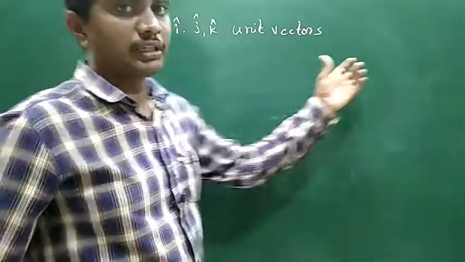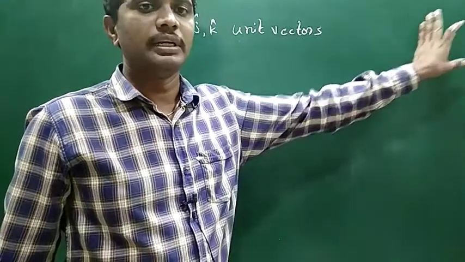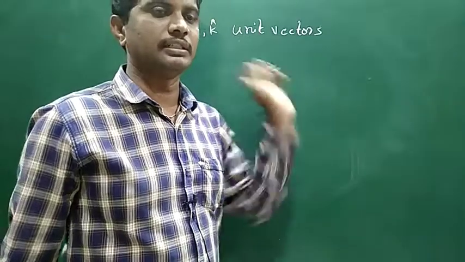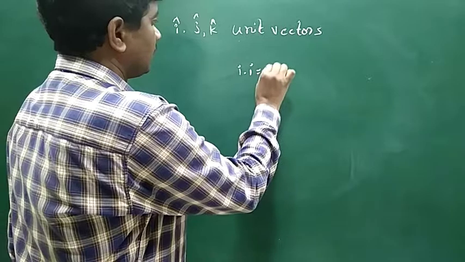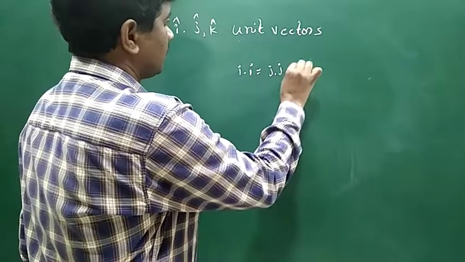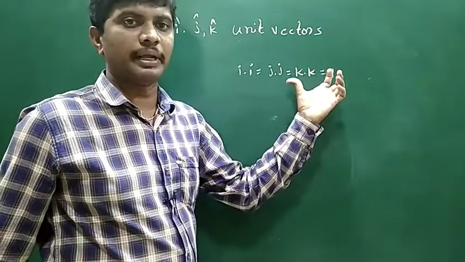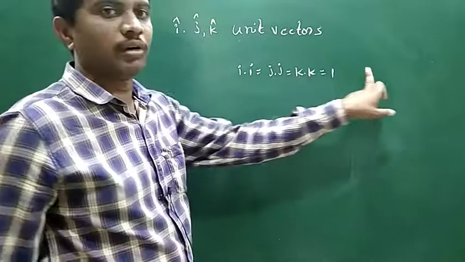Unit vectors. The unit vectors i, j, k are along the x-axis, y-axis, z-axis of the Cartesian coordinate system. Therefore, i dot i, j dot j, k dot k equal 1. This is the important property: i dot i, j dot j, k dot k is equal to 1.